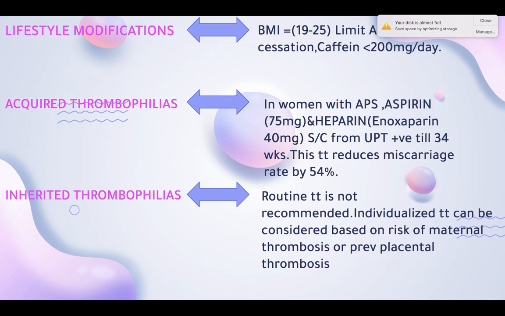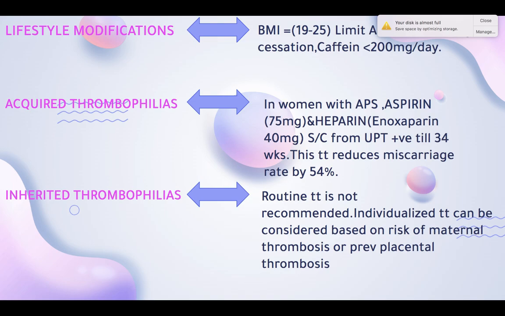We have to start this from when the urine pregnancy test becomes positive, and then we will continue this until 34 weeks of gestation, right? Previously there was a great ambiguity and a lot of queries about when we have to start and when we have to stop this, but now it is pretty clear: we start when the urine pregnancy test becomes positive until 34 weeks of gestation. We will continue, right? Because this treatment is going to reduce the risk of miscarriage by 54%. Okay.